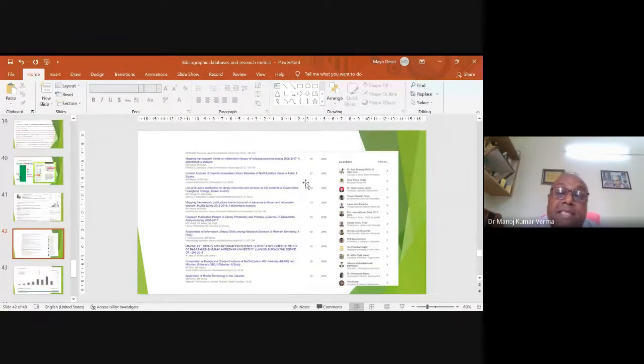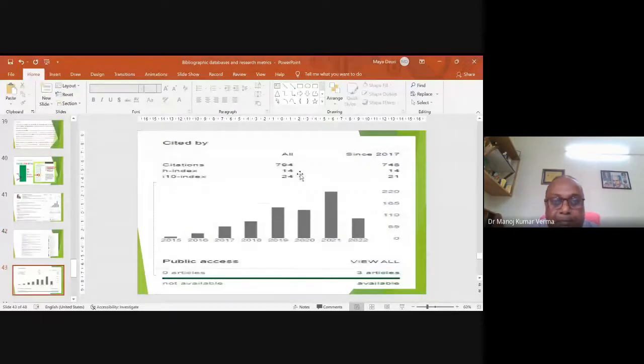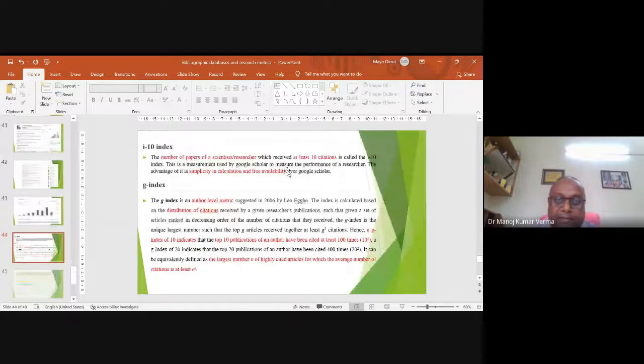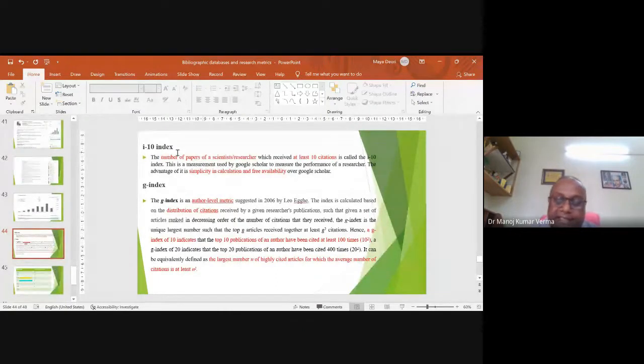And I10 means my 24 papers have a minimum of 10 citations. So my I10 index is 24 and my H index is 14. The I10 index is the number of papers of a researcher which received at least 10 citations. It is measured using Google Scholar to measure the performance of a researcher. Its advantage is simplicity: it is easy to calculate and freely available in Google.